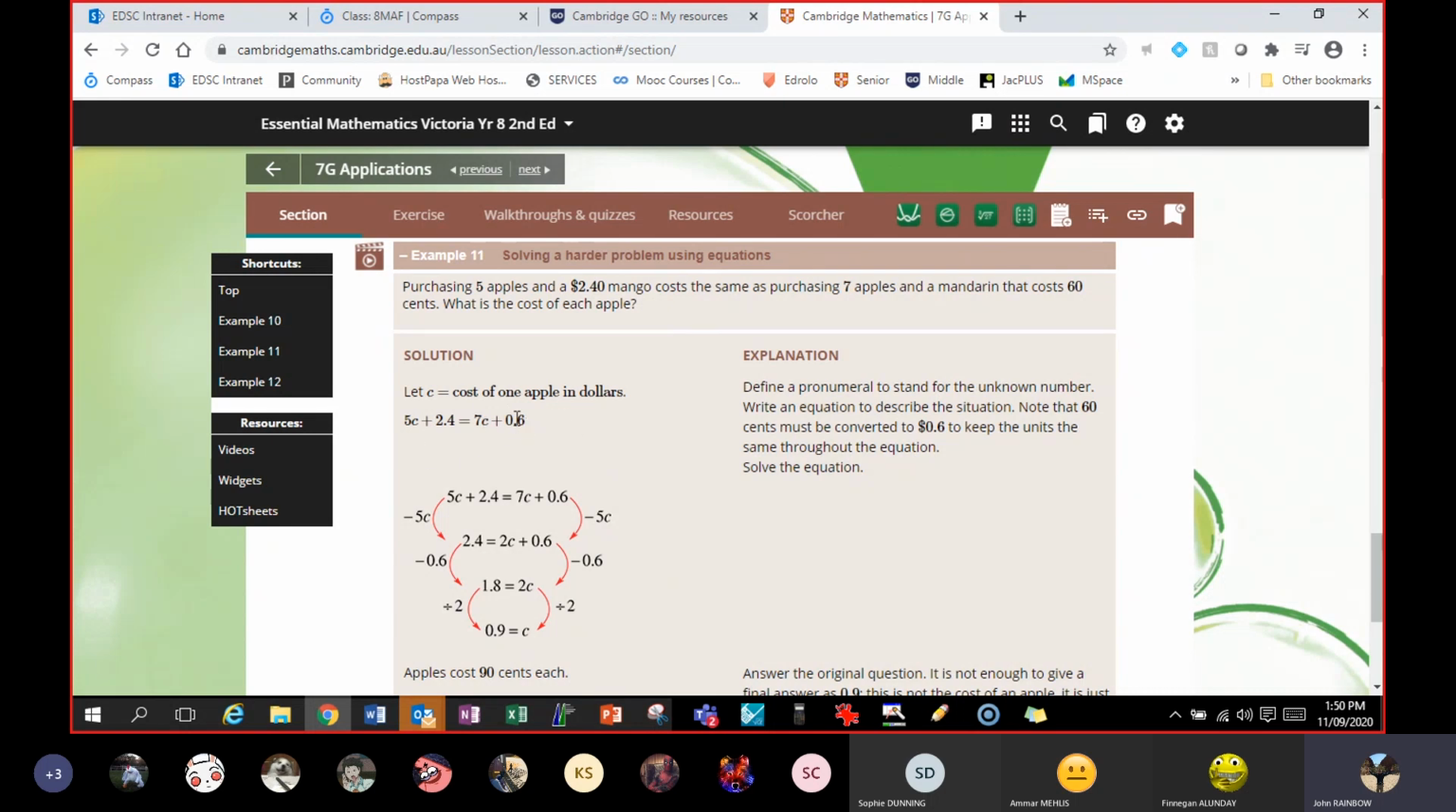Well, now I can solve it, put all my variables on one side. So I'm going to minus 5C from both sides first. That'll give me minus 0.6 to get rid of that. Divide by 2, 90 cents. I can put that back in and see if it makes sense.